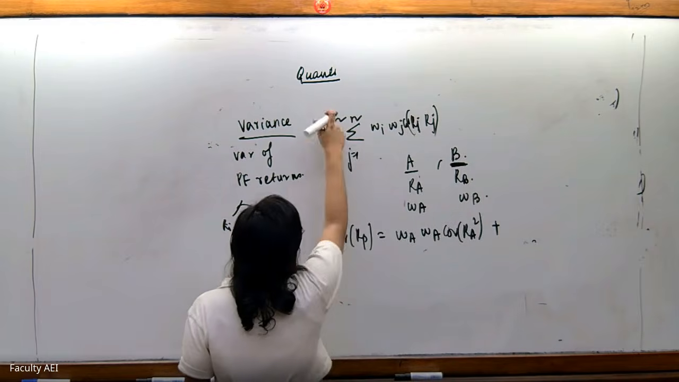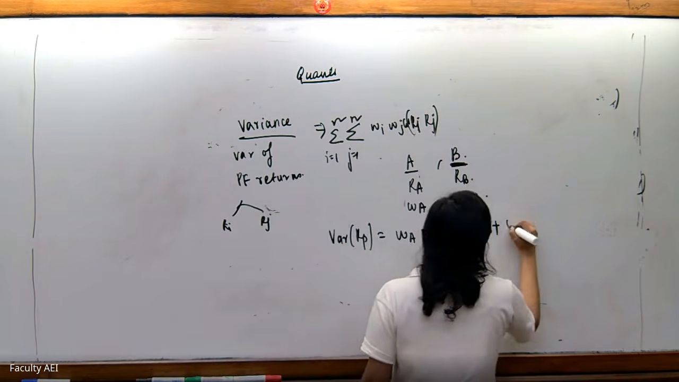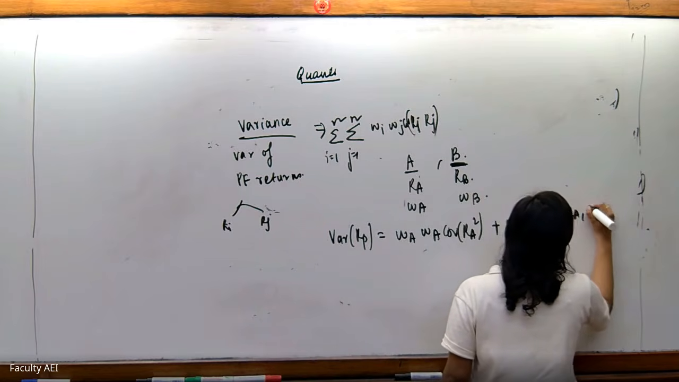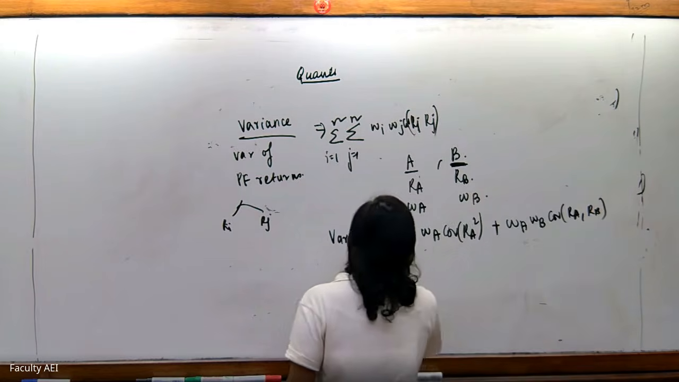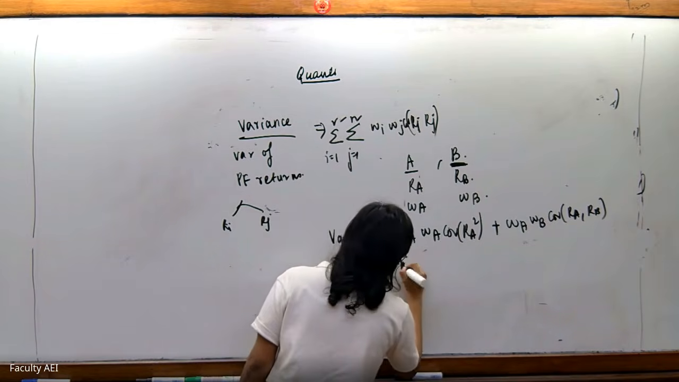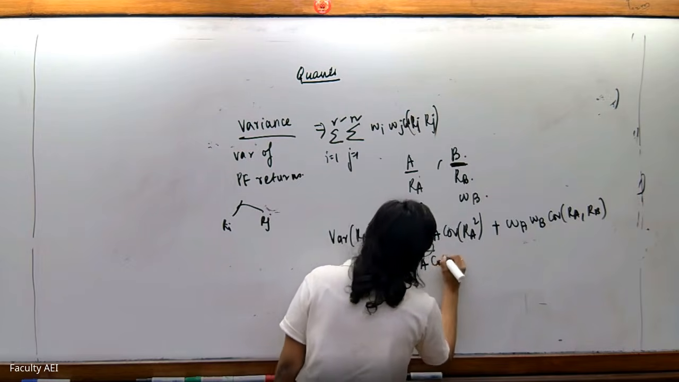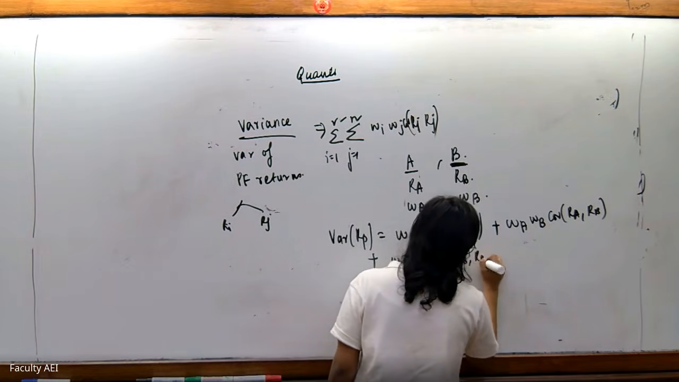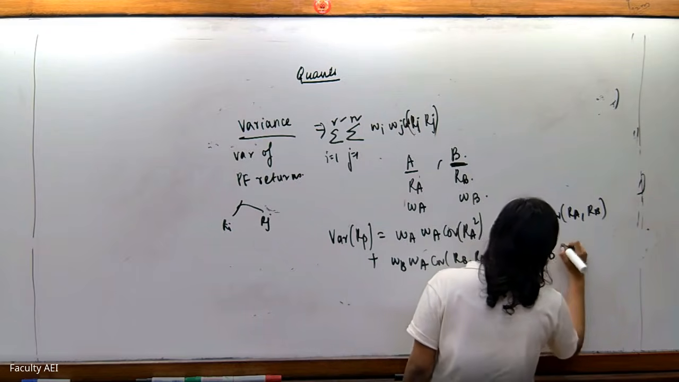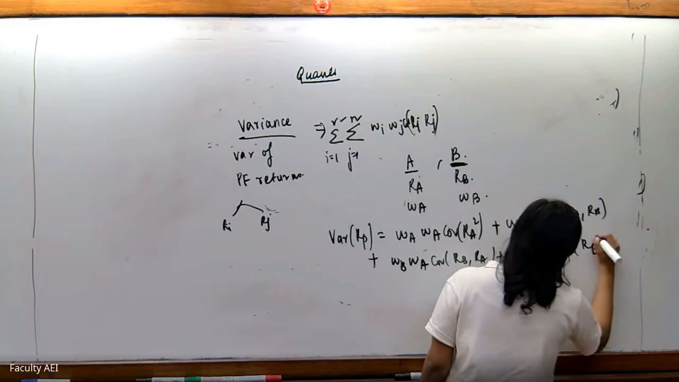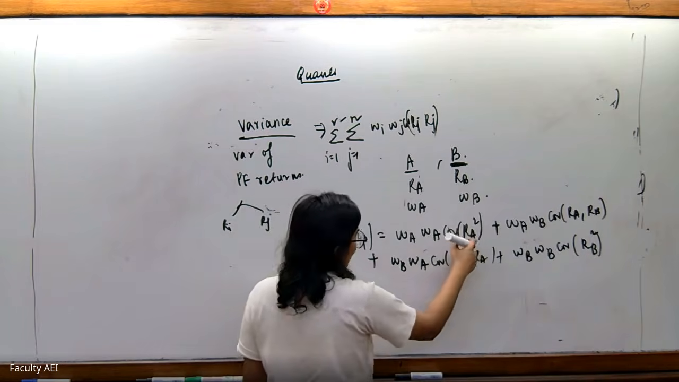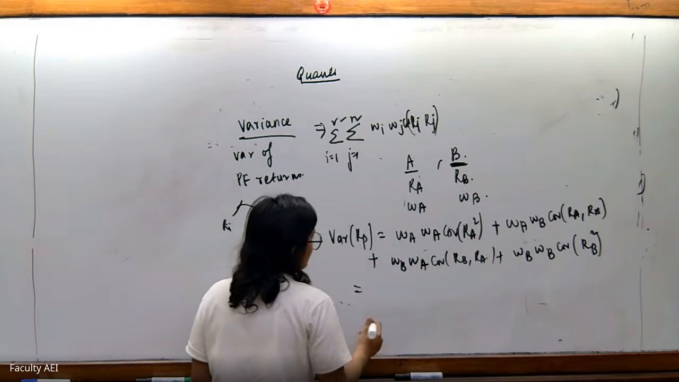Then I is A, J is B: weight A, weight B, covariance of RA, RB, plus I is B, J is A: covariance of RB, RA. Then both I and J are B: weight of B squared, covariance of RB with itself. So this is covariance of a return with itself, which can be written as variance.